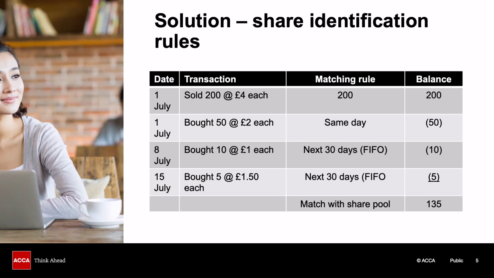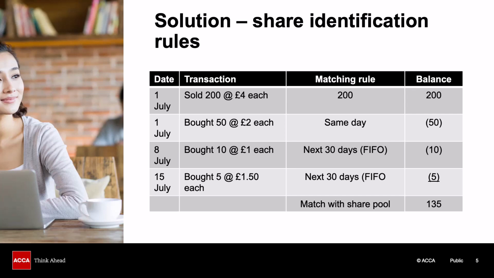So for 50 of the 200 shares, we would use a cost figure of £2 each and deduct that from the proceeds figure of £4 each to work out the gain on the disposal of those 50 shares. But we still have 150 shares left that we've not got a cost figure for. So the identification rules state that we now need to look at the next 30-day period. This is on a first in, first out basis.